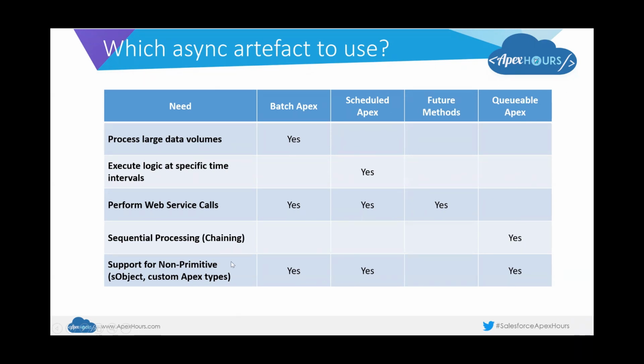Last but not the least, if you want to process complex types and are not happy with being able to process only primitive types, then you have the luxury of choosing from Batch Apex, Scheduled Apex, and Queueable Apex. Future methods do not support complex types, and they only support primitive types. So that's a quick rundown of which async artifact to use when.